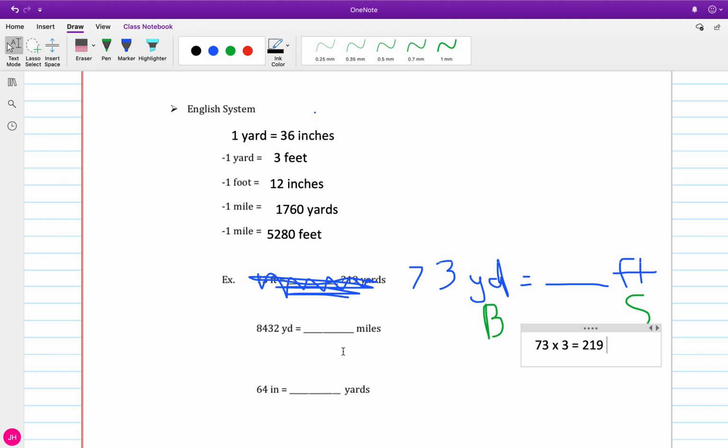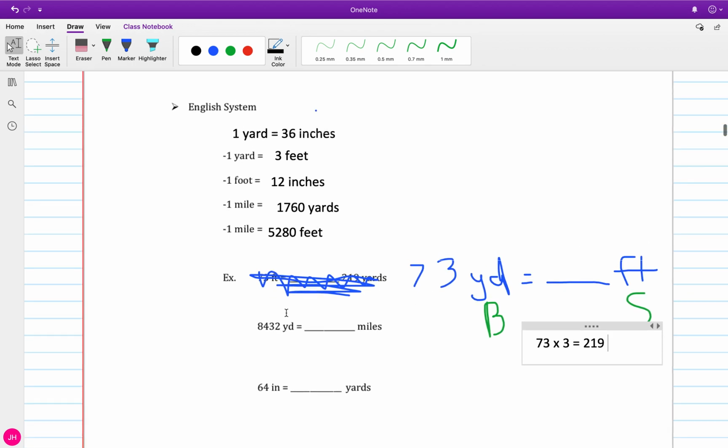All right, I'm going to skip down here. I'll look at this B right here, the one with the miles. So yards now is actually my smaller unit because a yard is smaller than a mile. So I'm going to do small to big, which means I'm going to divide. So I would do 8,432 divided by 1,760, the number of yards in a mile. So that's going to be equal to, and let's say we round to 2 decimal places, 4.79. And I'll tell you how many decimal places to round to.